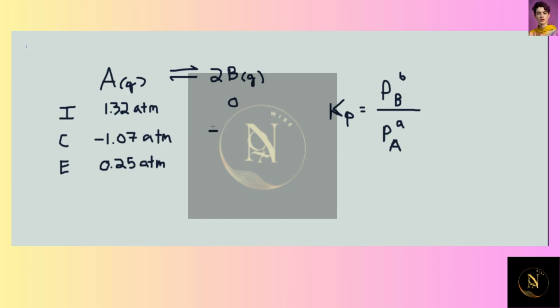We're going to be gaining some amount of pressure for B. Now we have to consider the ratio of B to A. There are twice as many B molecules as there are A in this reaction, so we're going to double this term. If we're losing 1.07 atmospheres of the reactants, we're gaining 2.14 atmospheres of the products. And if it's changing and started at 0, then the equilibrium will also be 2.14 atmospheres.